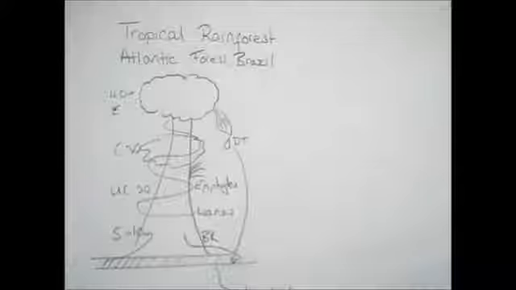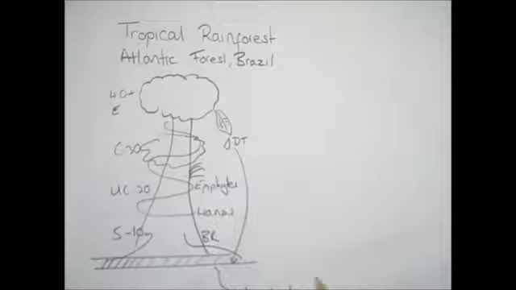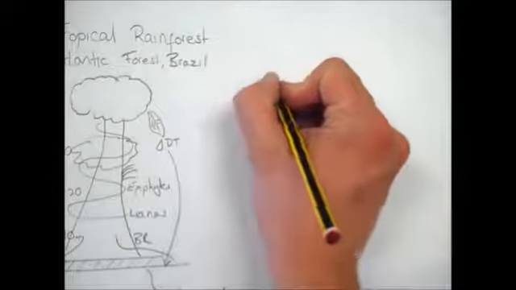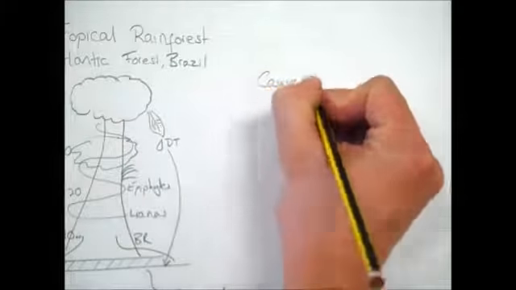The second half of our tropical rainforest case study moves away from looking at the adaptations, such as the buttress roots and the drip-tip leaves, to looking at causes and then management of deforestation. So if we just move over slightly, we start off looking at the causes.